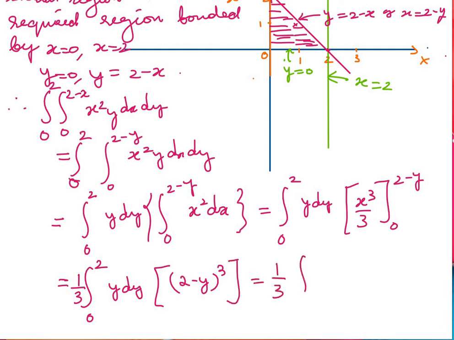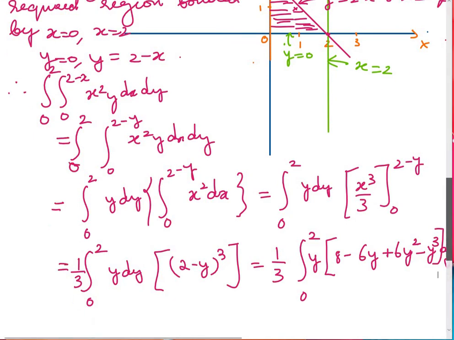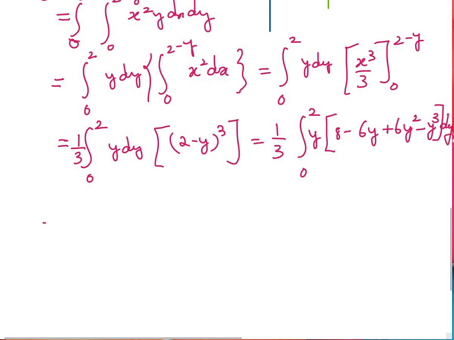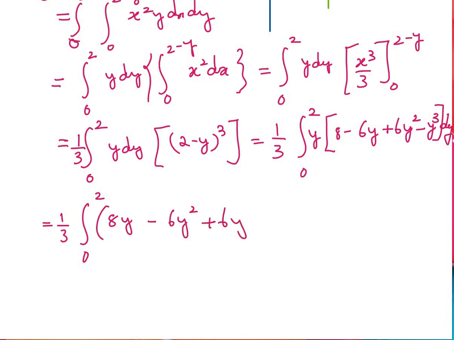So it will be 1 by 3, then integral 0 to 2, y you keep as it is for the time being, then expand this one, it will be 2 cubed, which is 8, then minus 6y, then plus 6y squared, then minus y cubed dy. Now multiply that y inside, then it will become 1 by 3, then integral 0 to 2, then it will be 8y minus 6y squared plus 6y cubed minus y to the power 4 dy.